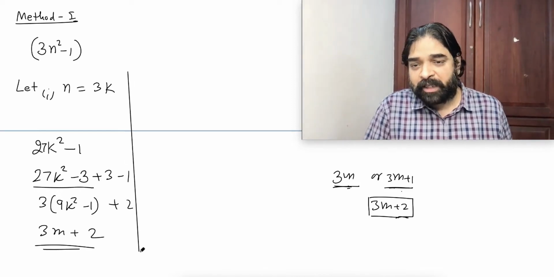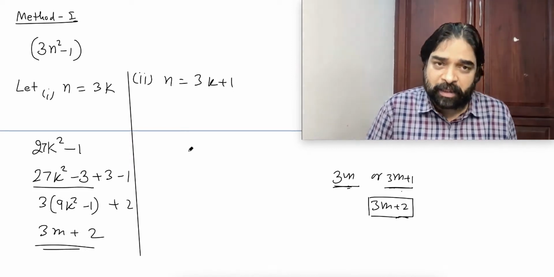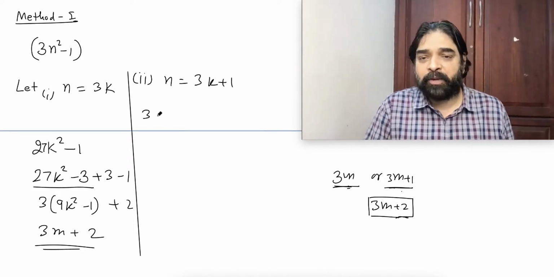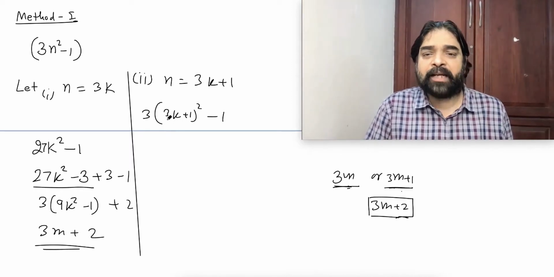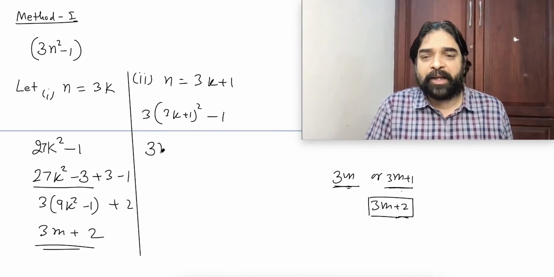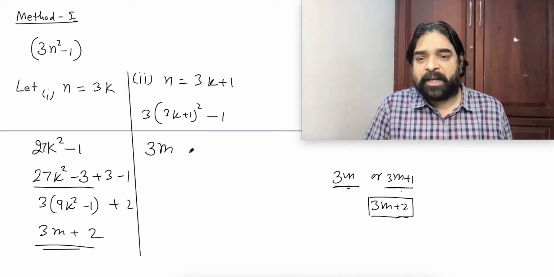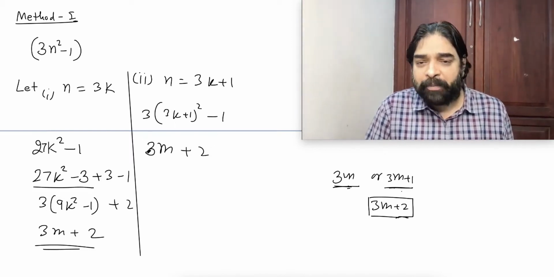Second possibility, what can happen? n can be 3k plus 1. That also can happen. Yes or no? Put 3k plus 1. You will get 3 into 3k plus 1 whole square minus 1. I'm not going to do much drama. If you square it, what you will get? 9k square plus 6k. So 9k square plus 6k into 3, so that I can simply write 3m. And plus 3 minus 1, so plus 2. So this is also the form of what? 3m plus 2.